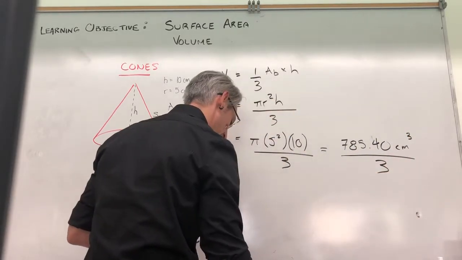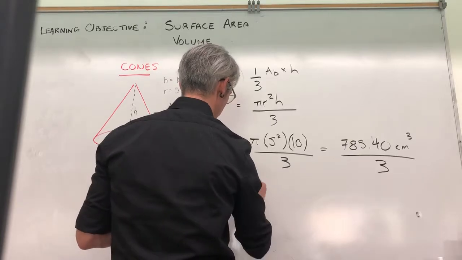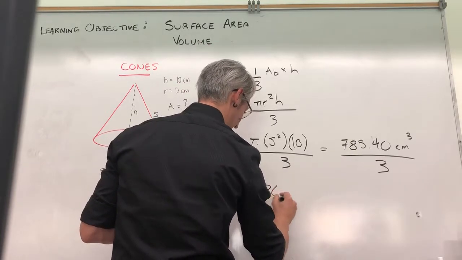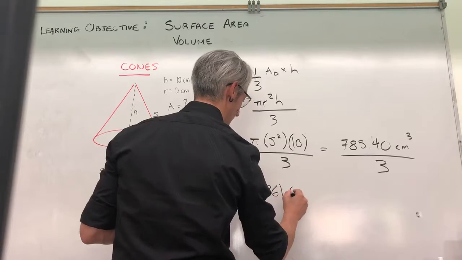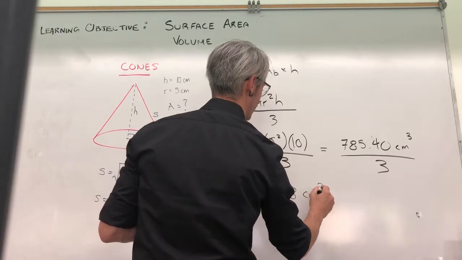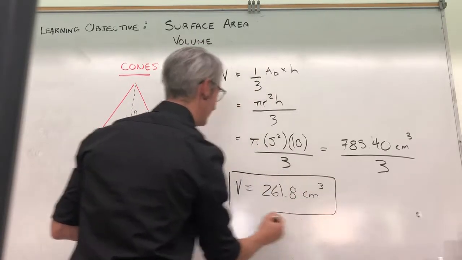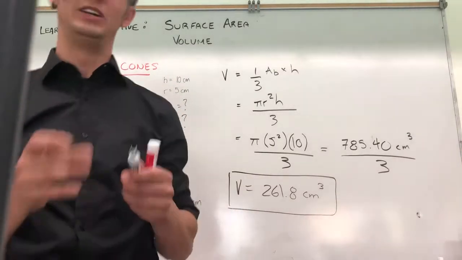So divide that by 3. And I get volume is equal to 261.8 centimeters cubed. We can do this. We did it. We did it, guys.